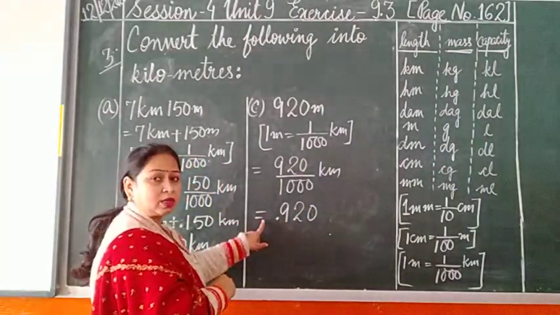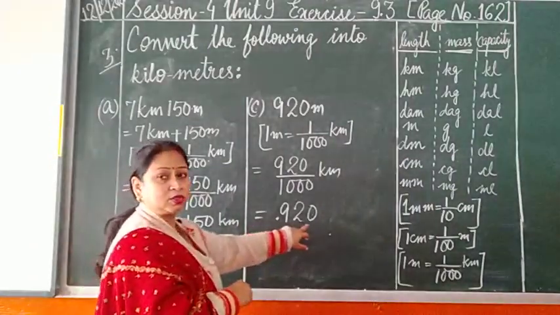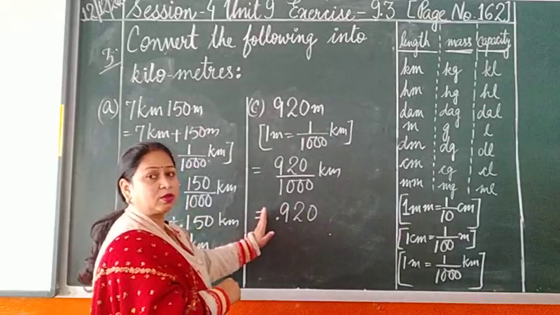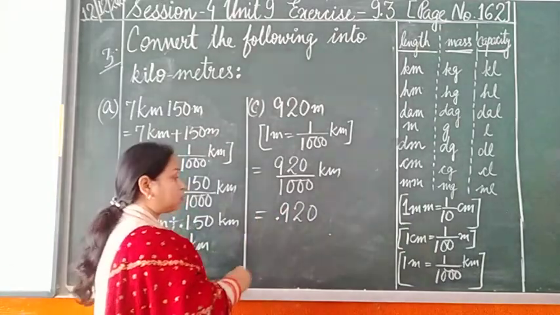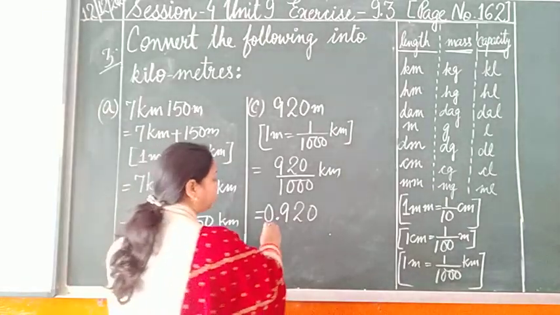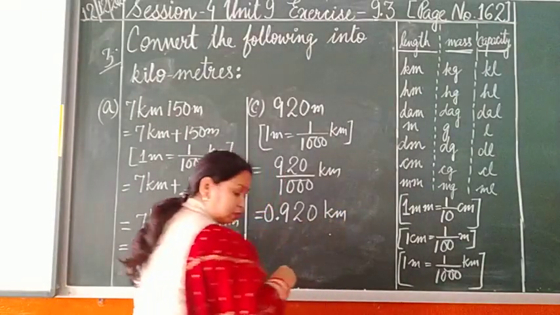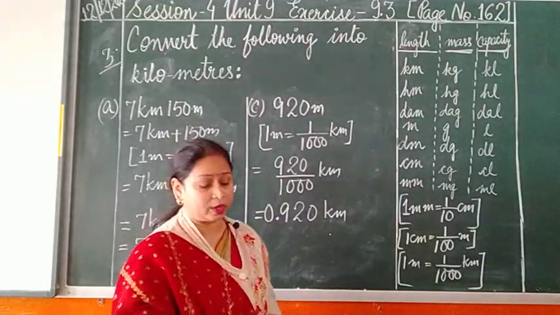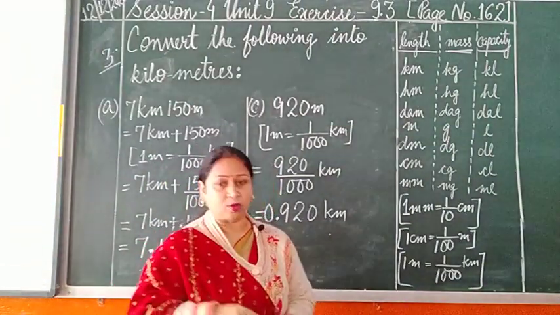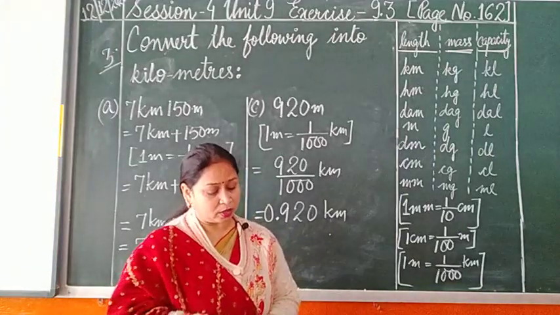Since there is nothing in the whole number part, decimal chapter you have done. Okay, so this is the decimal part and the whole number is before this. So nothing, so we can write 0 over there. So the answer will be 0.920 kilometer. This is how we have converted from centimeter, then converted into meter, converted into kilometer.